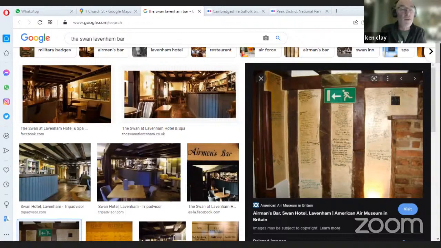The bar itself is called the Airman's Bar, and it is very, very old, but it feels very modern, very crisp.